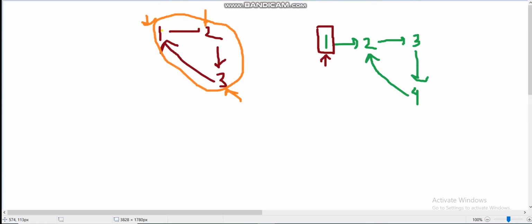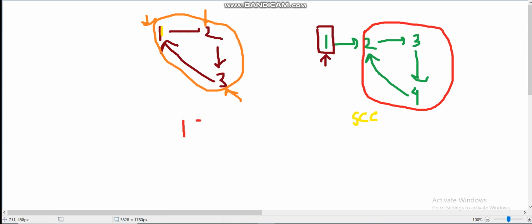Instead of finding the nodes in the cycle, I try to figure out the strongly connected components in the graph. You can read about strongly connected components on the internet or GFG. A strongly connected component means that in the component we can start from any node and we can traverse all the nodes of the component. So here 2, 3, 4 form a strongly connected component. We can start from any node and travel all the nodes of the strongly connected component. Here also 1, 2, 3 are part of a strongly connected component.